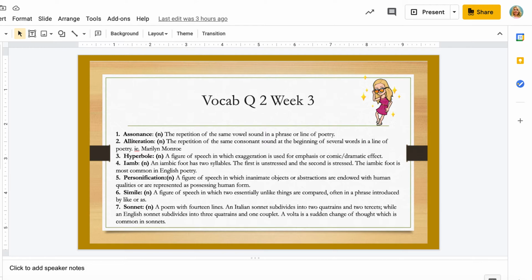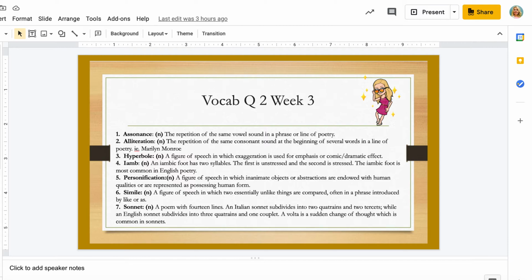Number 6 is simile. Simile is very similar to a metaphor. A simile is a figure of speech in which things that are not really alike are compared, and they're introduced by using the word like or as. He is like a ray of sunshine. He's always radiant and beaming. Okay, he is like a ray of sunshine.